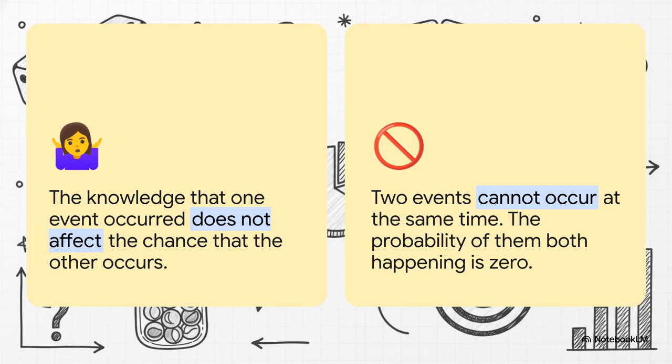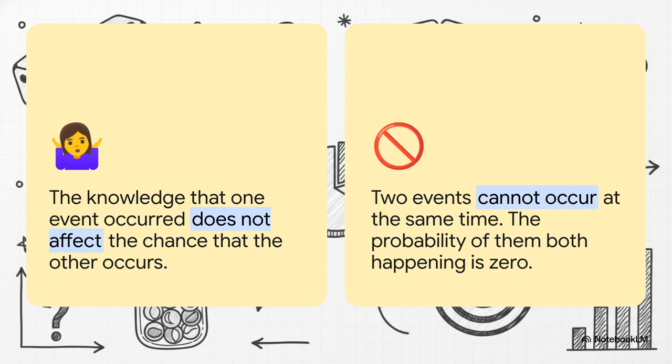This slide breaks down the 2 most important ways events can relate. On the left, you've got independent events. That means one of them happening tells you absolutely nothing about the other one. Getting heads on your first coin flip has 0, and I mean 0 impact on what you get on the next flip.